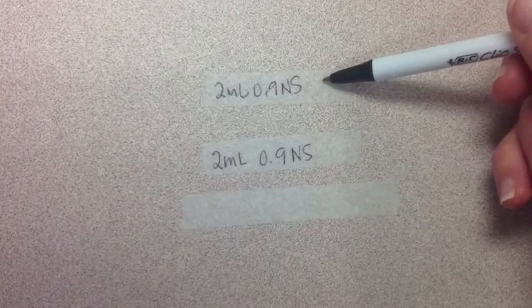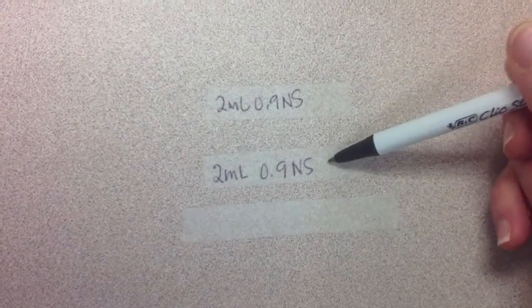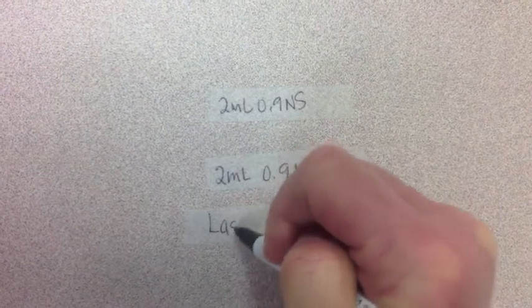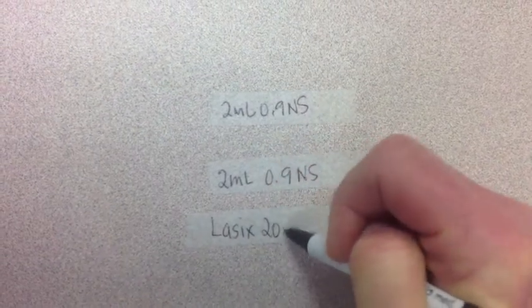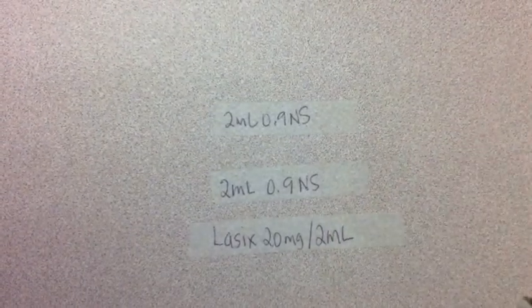I've already prepared 2 labels for the 2 mLs of 0.9 normal saline. Now I can prepare my label for the Lasix. So I'm going to write Lasix. My dose is 20 milligrams, and I'm drawing up 2 mLs from that 10 milligram vial.